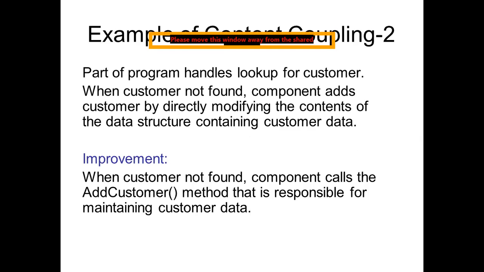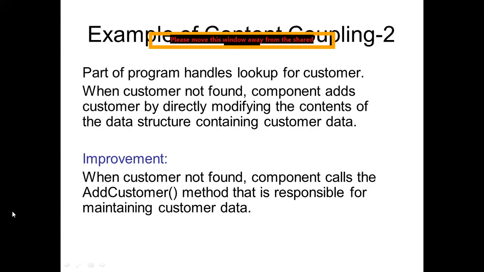Another example: part of the program handles lookup for a customer, and when the customer is not found, meaning there is no existing customer, the component adds the customer by directly modifying the contents of the data structure containing customer data. So with the help of another component, we can change or update the data. In this way we can change the data of any component with the help of another component. So interdependency is more powerful here.